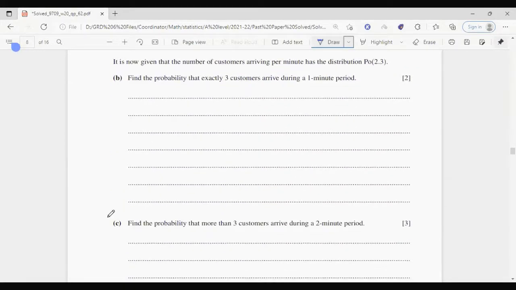It is now given that the number of customers arriving per minute has a Poisson distribution with mean 2.3. Find the probability that exactly 3 arrive. So X is a Poisson distribution with 2.3. We have to find the probability of exactly 3 in a 1 minute period, which is equal to e to the power of minus 2.3 times 2.3 to the power of 3 over 3 factorial, which will give you an answer 0.203 corrected to 3SF.